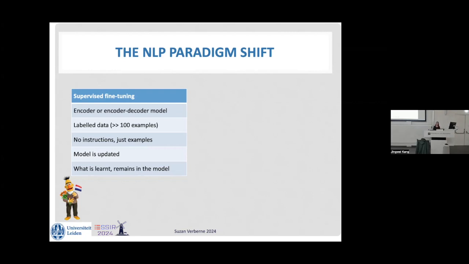And we do this with an encoder model or an encoder-decoder, like T5 or BART, or for summarization, for example, Pegasus. We cannot give these models any instructions. We only give examples, the training data, and the model is actually being updated. So we fine-tune the model, and then we have a new model. And this model, we can publish again on Hugging Face.